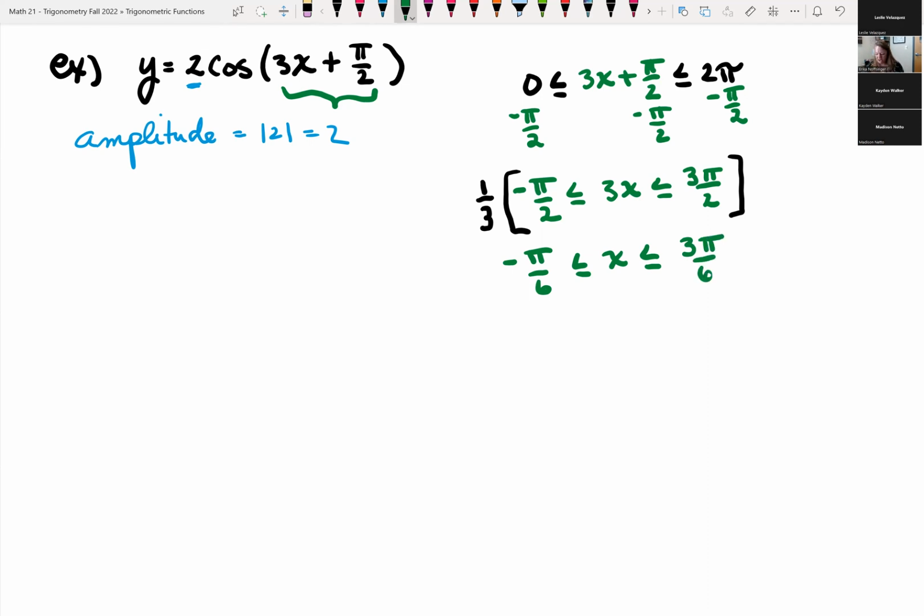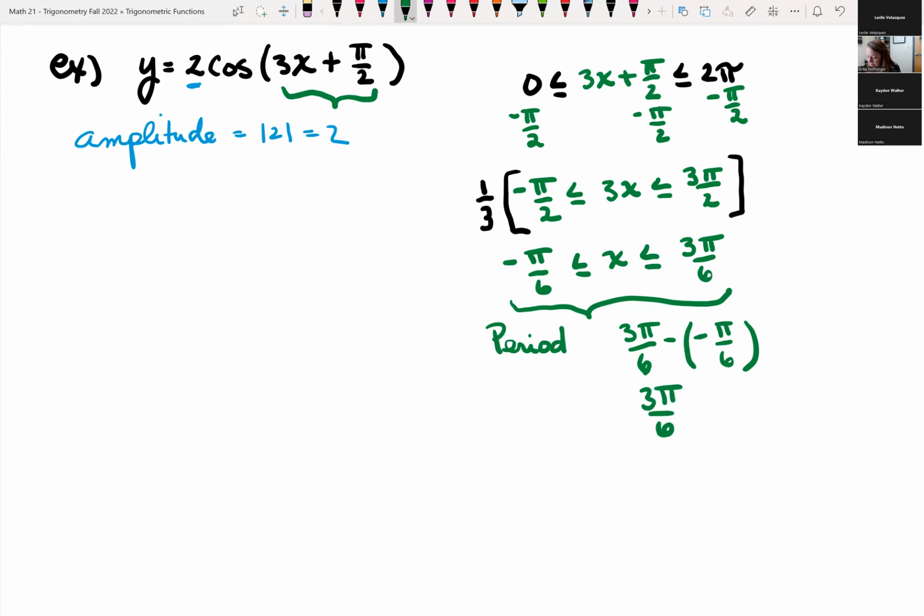So I need to figure out what my period is. And I can figure out what that period is by looking at this length between negative pi 6 and 3 pi 6. So my period is going to equal my larger amount, which is 3 pi 6, minus my smaller amount, which is negative pi 6. So actually I'm adding 3 pi 6 plus pi 6, which gives me 4 pi 6.